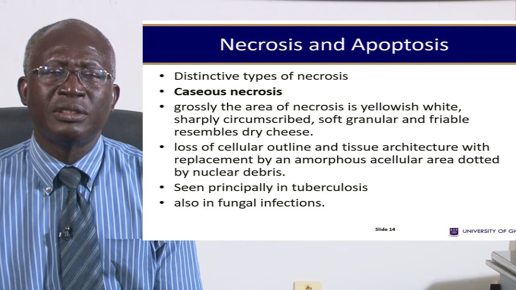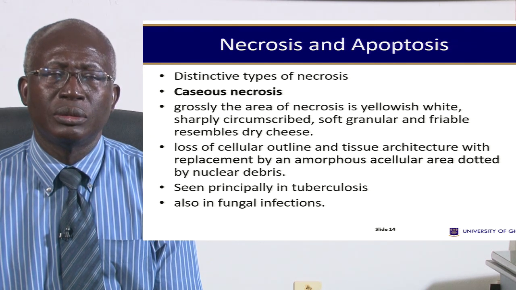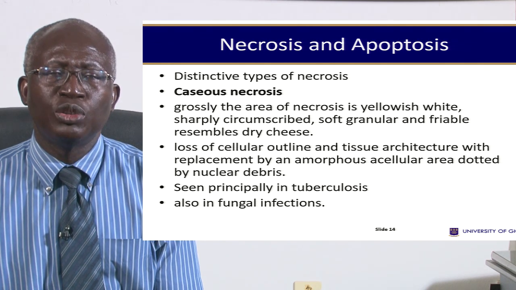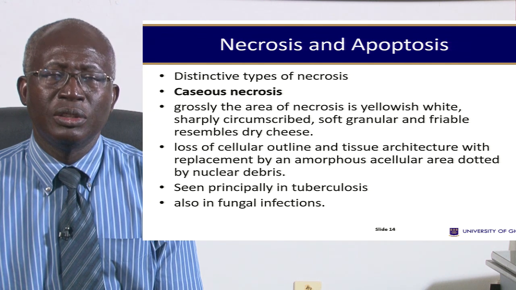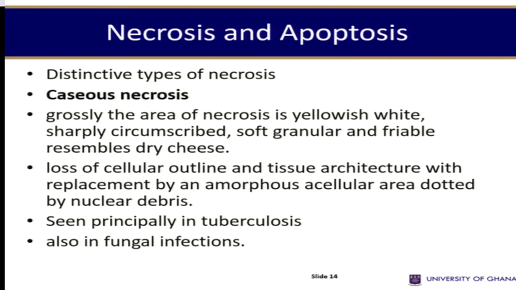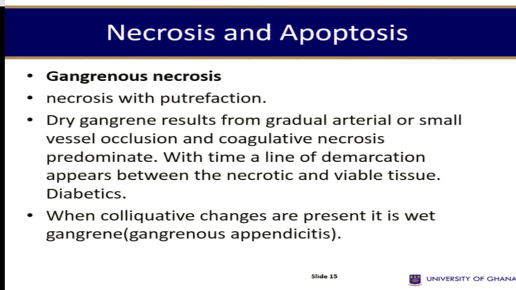Now let's talk about the distinctive types of necrosis. The first one is caseous necrosis. This is where we see necrosis that resembles dry cheese, and you find it in tuberculosis. Some fungal infections also show caseous necrosis. Gangrenous necrosis is when there is necrosis with putrefaction.